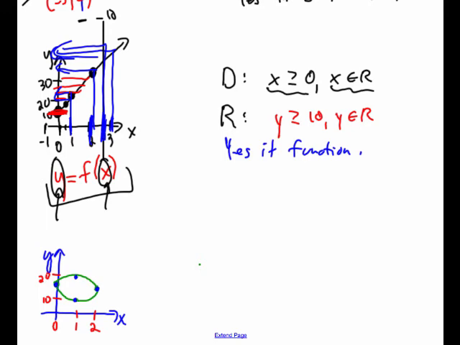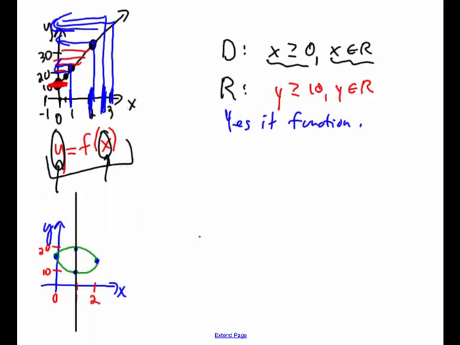In my next example, I'll notice that I don't have a function, because if I take my vertical line, for example there, I can see that I have an x input of 1 and an output of 10, but I also have an input of 1 and an output of 20. So each x is not used once. Alright? And we sometimes say that our graph fails the vertical line test. Our vertical line hits the graph in more than one spot, which means it is not a function.